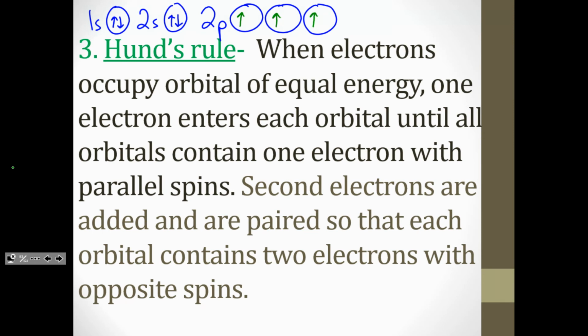My example to my students is when Halloween comes around, if I'm giving out candy to my classroom, I want to give every student a piece of candy before I go back and give someone a second piece. I wouldn't give someone 2 pieces until I make sure everyone has 1 piece of candy. That's what I have to do here for Hund's rule. I fill in the first 3, and they have parallel spins. They're all up. Then I can go back in order and fill in the last 3. That is Hund's rule. And we're going to stop there today.